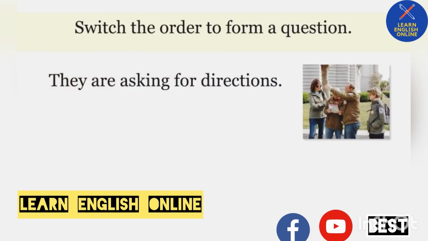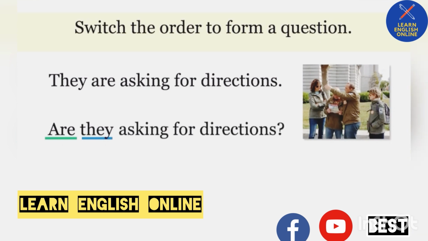Switch the order to form a question in the present progressive. You already know how to say, "They are asking for directions." To make a question, we are going to switch the be verb and the subject. And that way we'll have, are they? Are they asking for directions? Yes, they are.